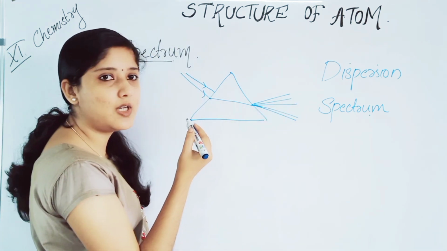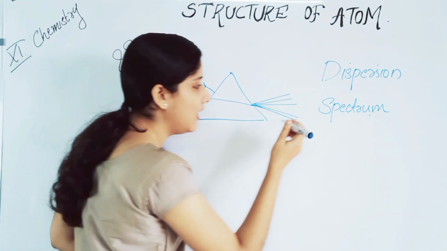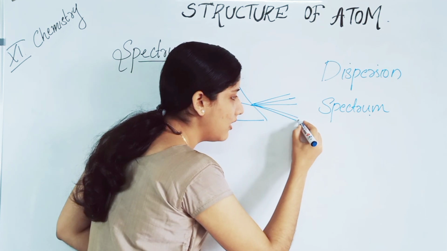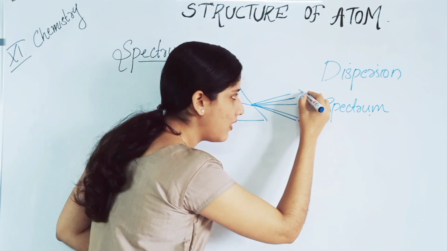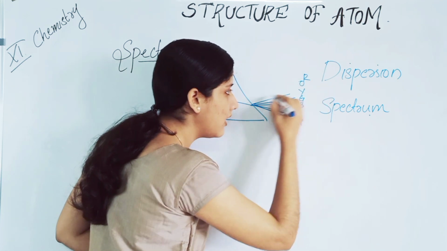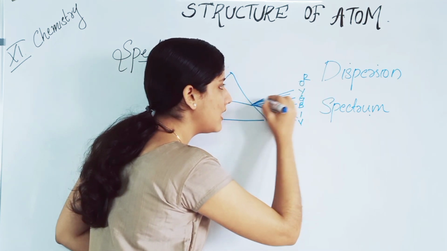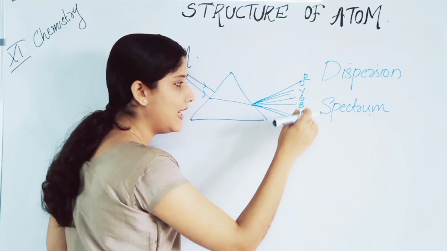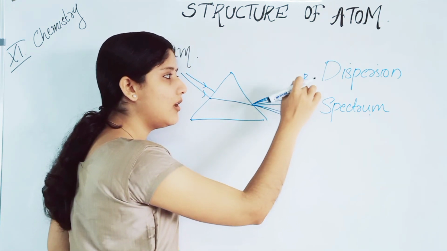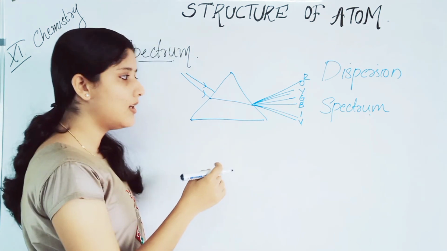There will be splitting of light, and here you can see VIBGYOR. Those 7 colors will be split. VIBGYOR: violet, indigo, blue, green, yellow, orange and red will be the splitting.